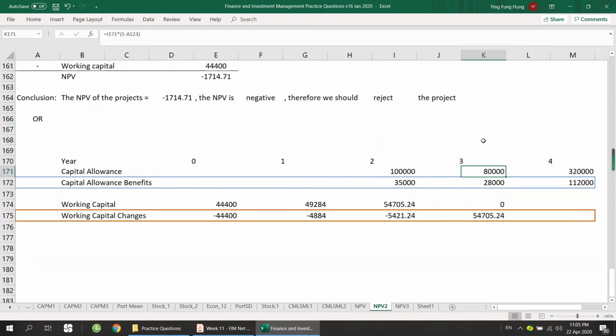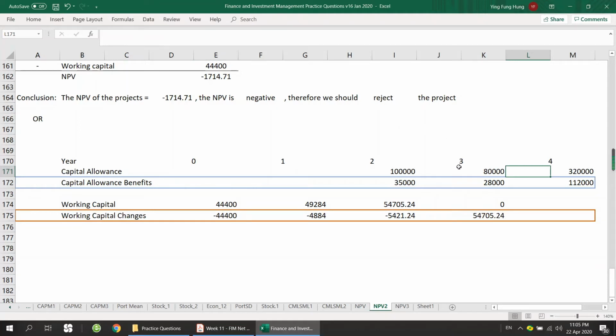For the second year capital allowance, it is going to be the 20% reducing balance method. In this case, we are going to take the previous year's 100,000 capital allowance, and we are going to reduce it by 20% using the reducing balance method. So it's going to be 100,000 multiplied by 1 minus this 20%, and this will give us an answer of 80,000 for the capital allowance in the second year.